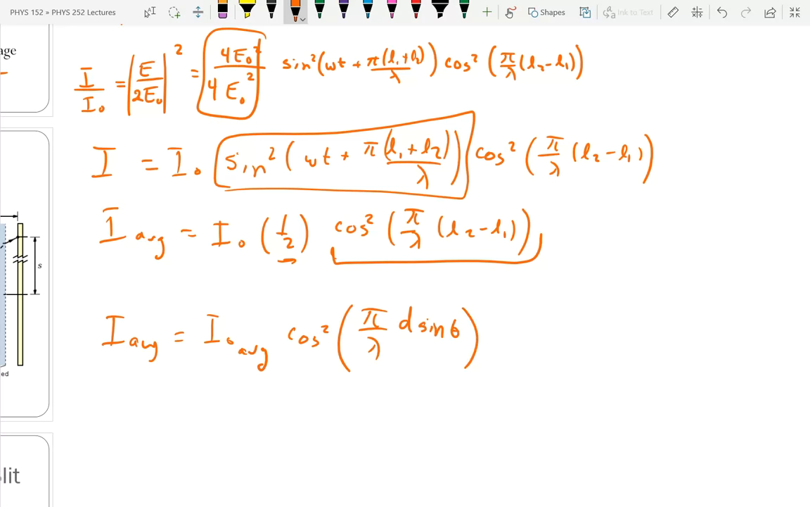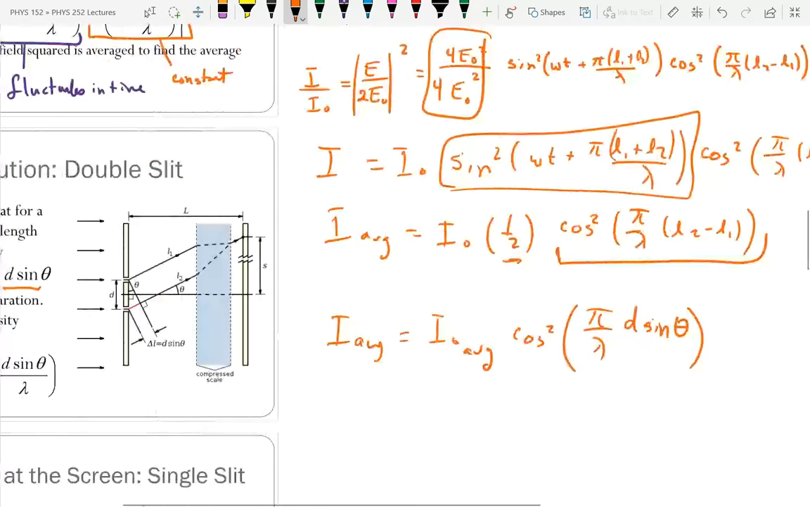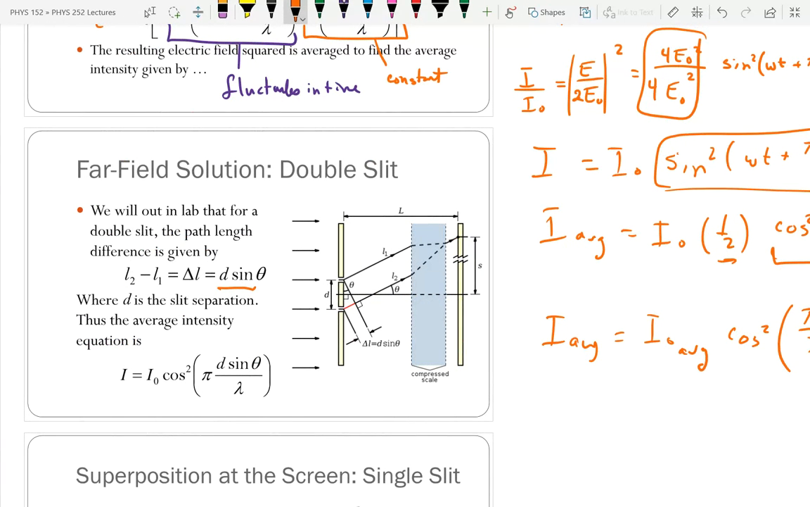And so there's the equation that gives me the intensity fluctuations. What I've done technically is just a double slit, because I only did the calculation for 2 slits. So I should have that equation right here. I dropped off the averages, but it should have had average. The average intensity is I naught average times cosine squared of that.